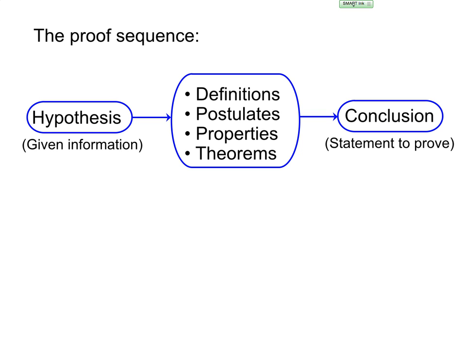So the problem will really tell you what to begin with and where to get to, and you're supposed to come up with the in-between. And that in-between can look different ways. There's what's called a two-column proof, a flowchart proof, and a paragraph proof. We'll take a look at each one.